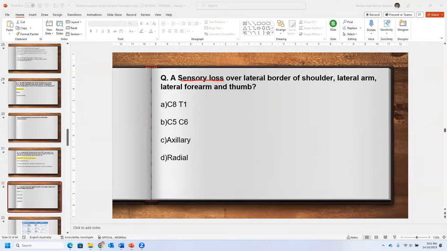A sensory loss over the lateral border of the shoulder, lateral arm, lateral forearm, and thumb. What is the sensation from? C8 T1, C5, C6, axillary, or radial?